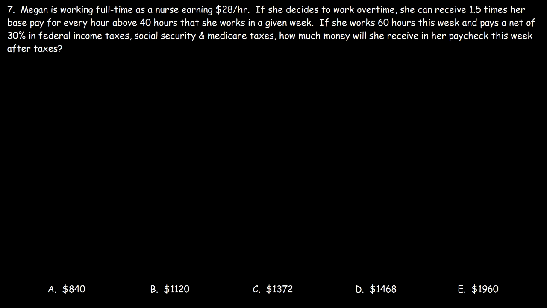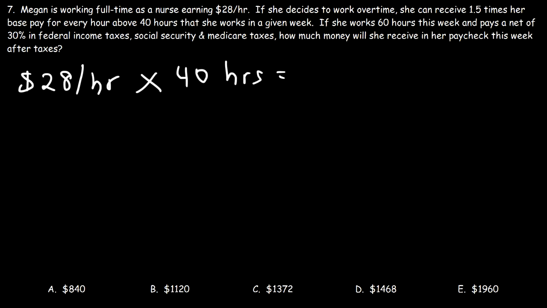So the first 40 hours that she works, she's going to receive $28 per hour. So that's her normal base pay. So if we multiply that by 40 hours, that's going to be $1,120. So that's how much money she's going to earn before taxes if she works full-time.